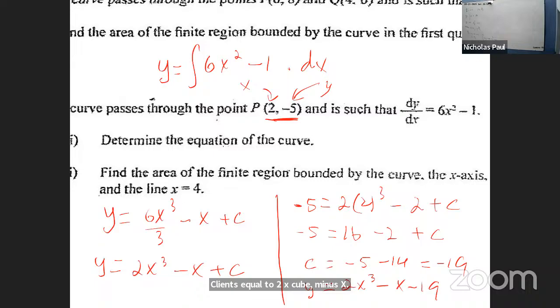Trouble? Anybody confused? Right, so all we do is we integrate it and plug the point back in. Take your time when you're solving this. 16 minus 2 is 14, and when you move it across, it becomes minus 14.